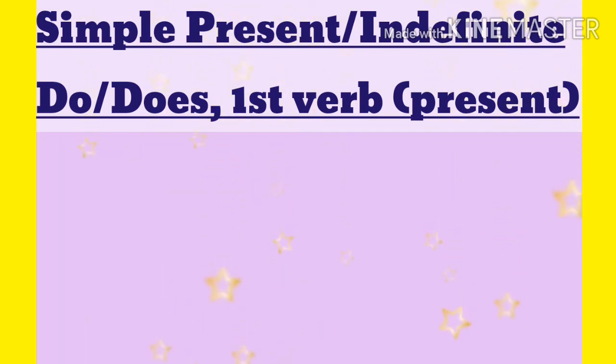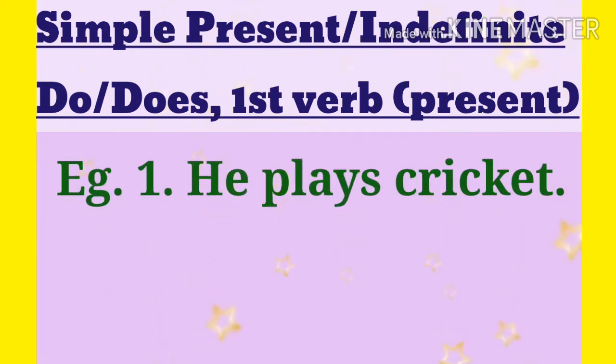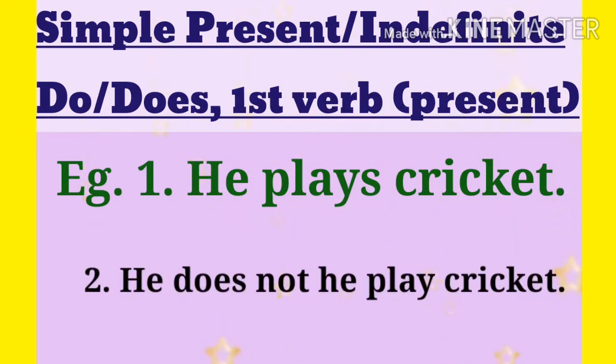Now see these examples. Number one, he plays cricket. Number two, he does not play cricket. Now students, here the subject he is third person and singular number. So in case of third person, that means he, she, it and singular nouns, verbs take s or es in affirmative sentences, and does in case of negative and interrogative cases. Students, am I clear up to here?